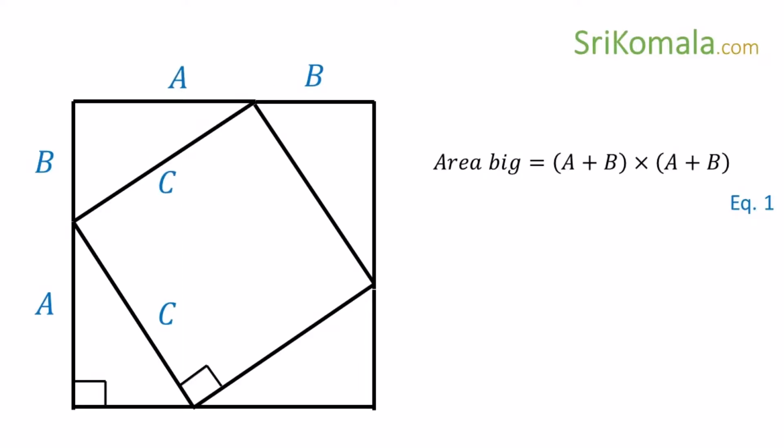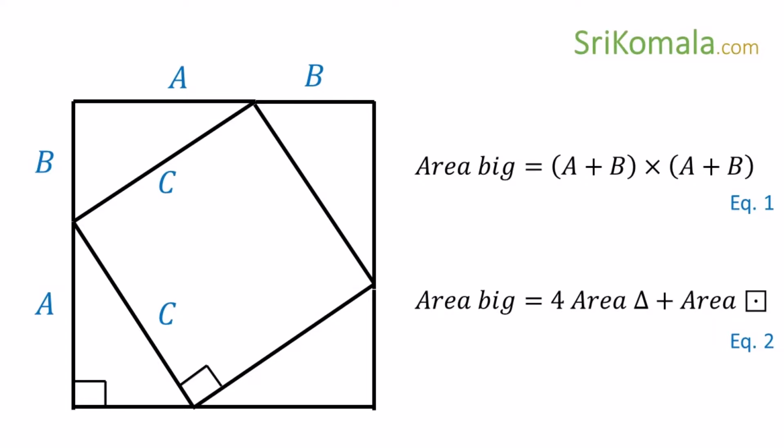There are 2 ways to determine the area of the bigger square. The first one is by using the formula of the area of a square. That gives us equation 1. That is A plus B times A plus B.